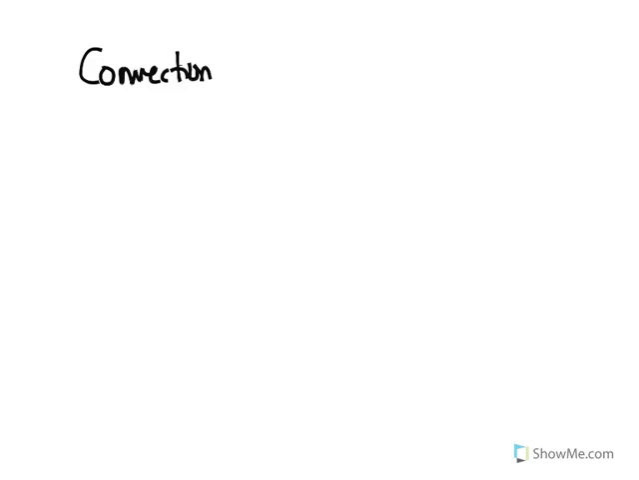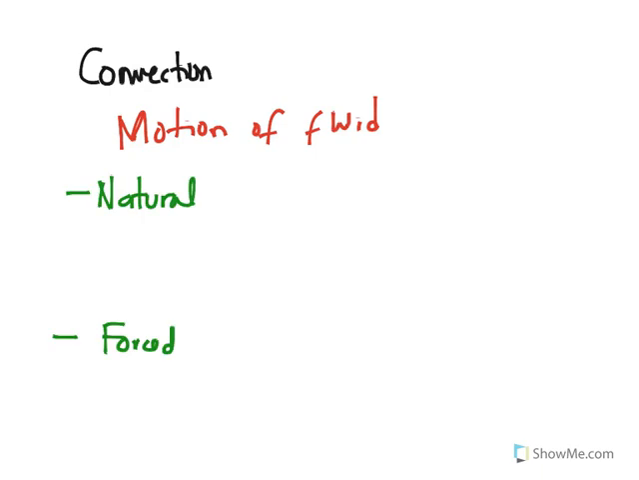Convection involves a motion of a fluid. There are two of them, natural convection and forced convection. When we're talking about natural convection, we're talking about a system, for instance, which has a certain temperature.